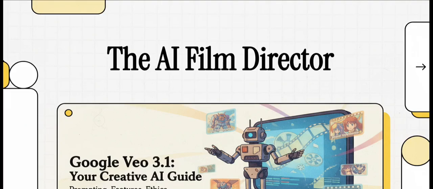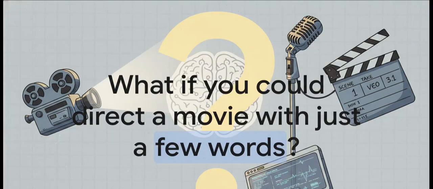Today, we are diving into a tool that might just change filmmaking as we know it, Google's Veo 3.1. We're going to break down exactly how this AI is turning simple words into full-blown cinematic video. Seriously, just think about that for a second.